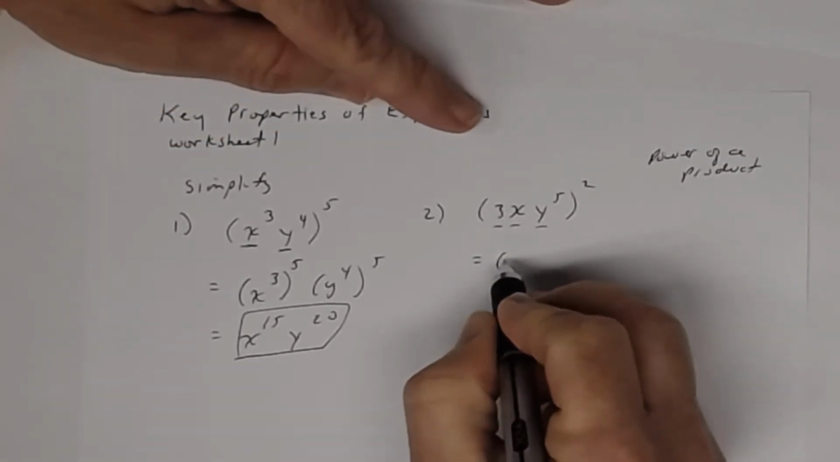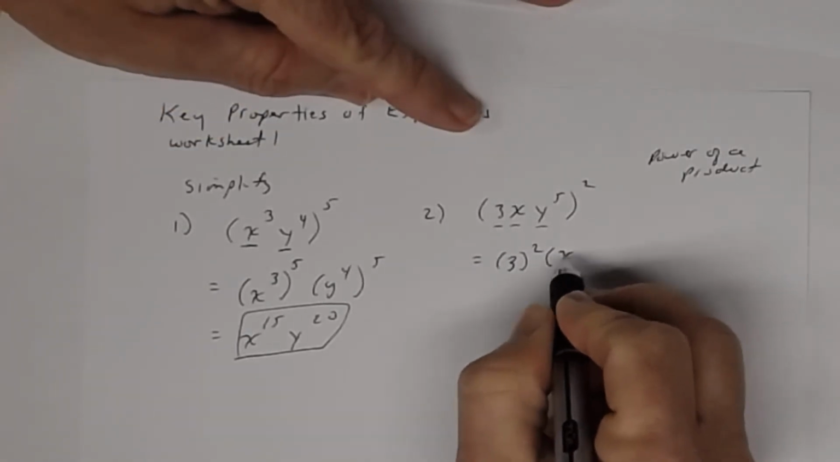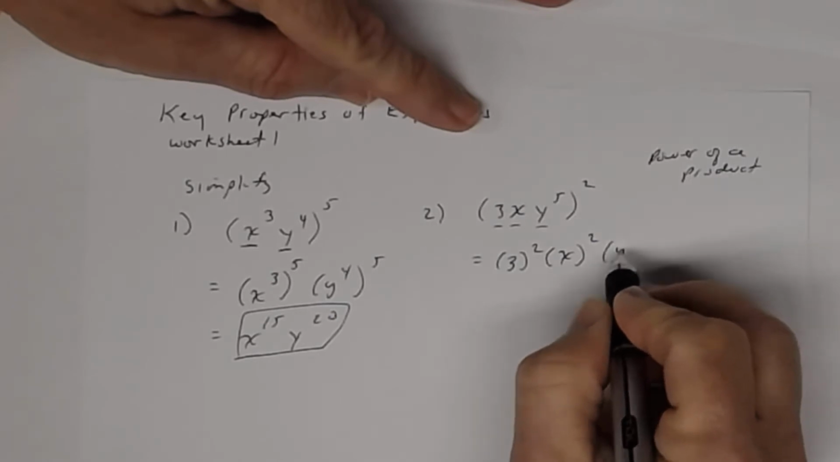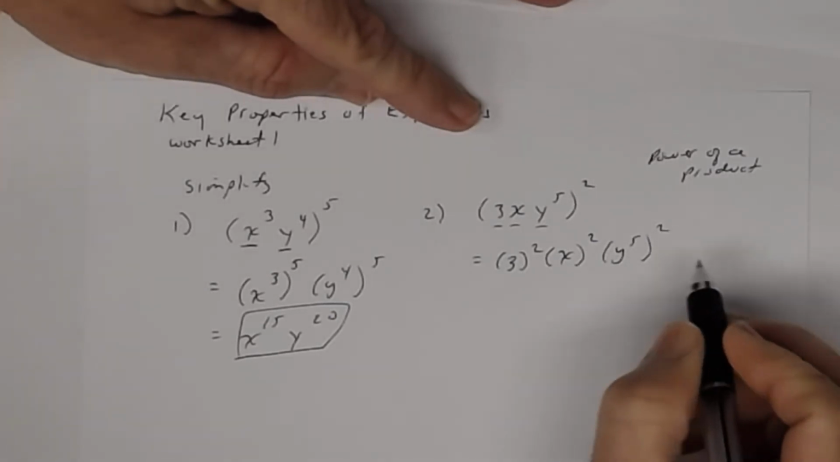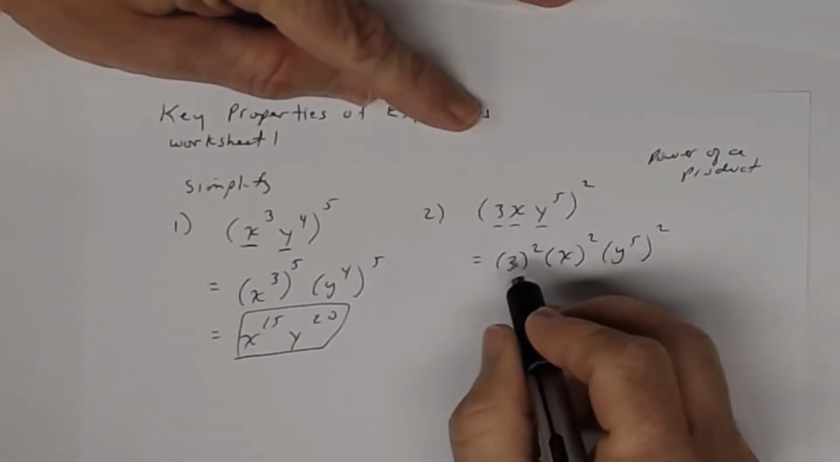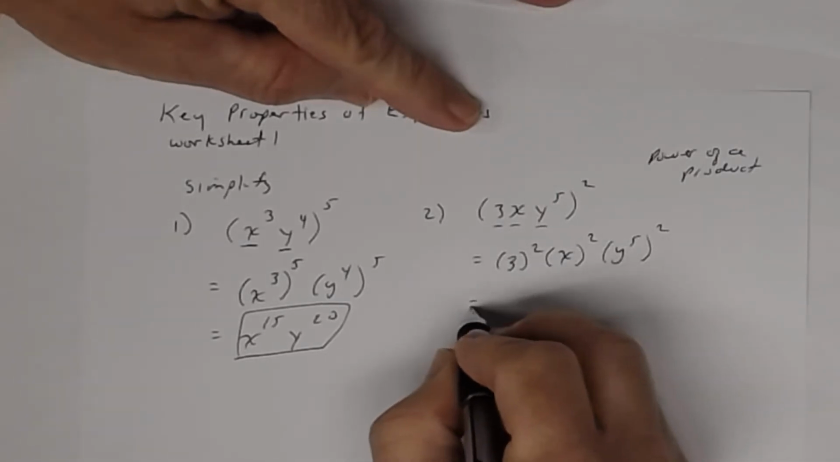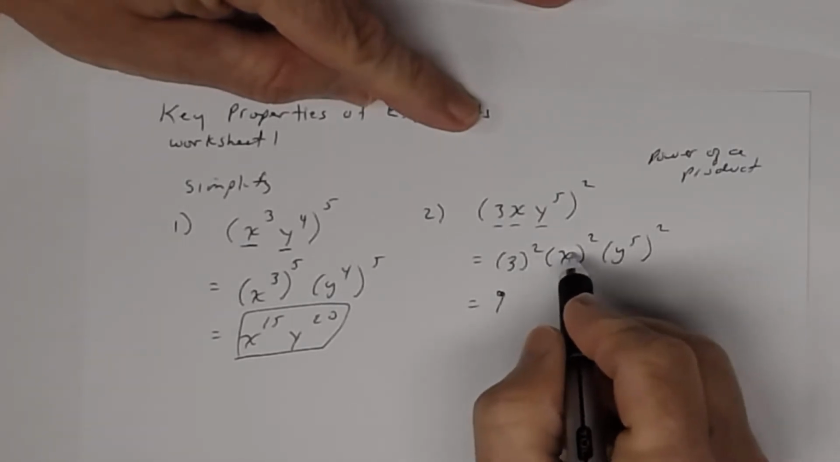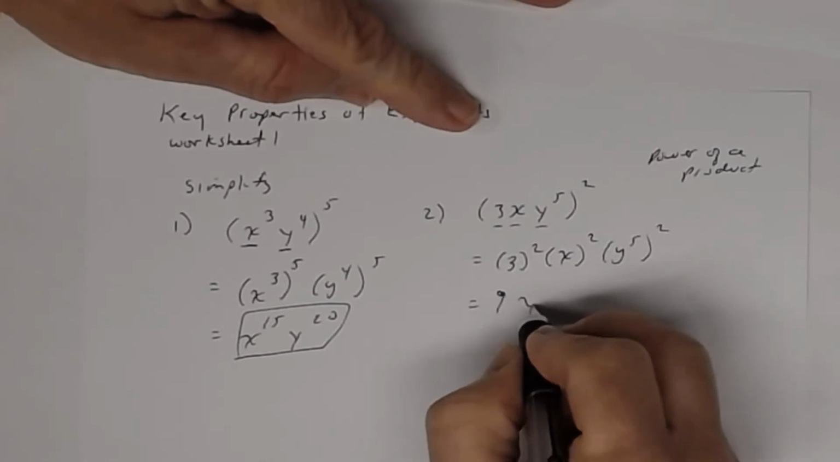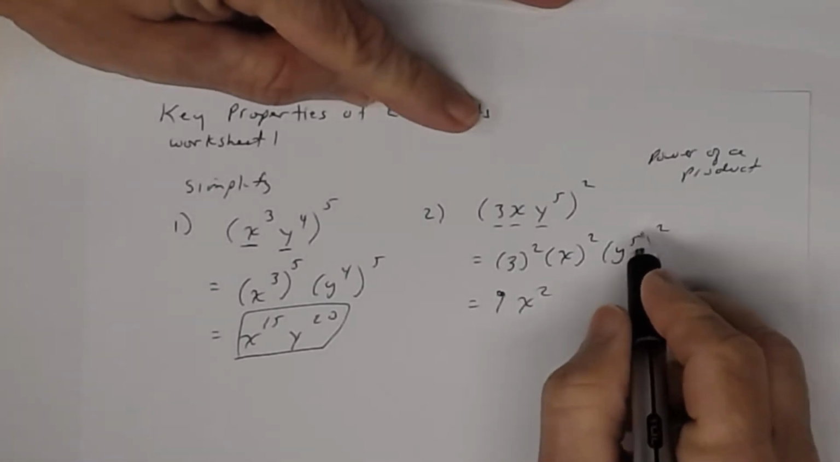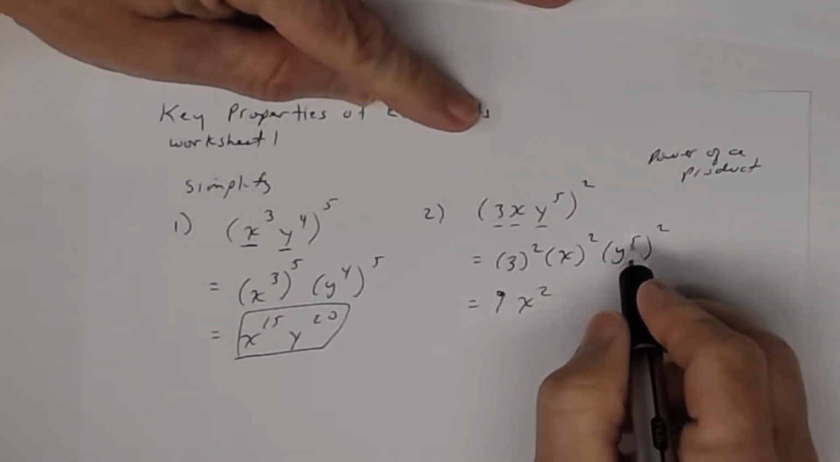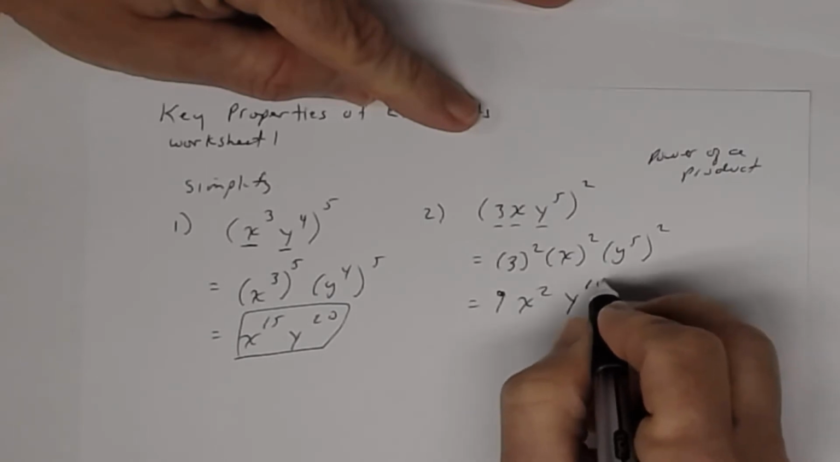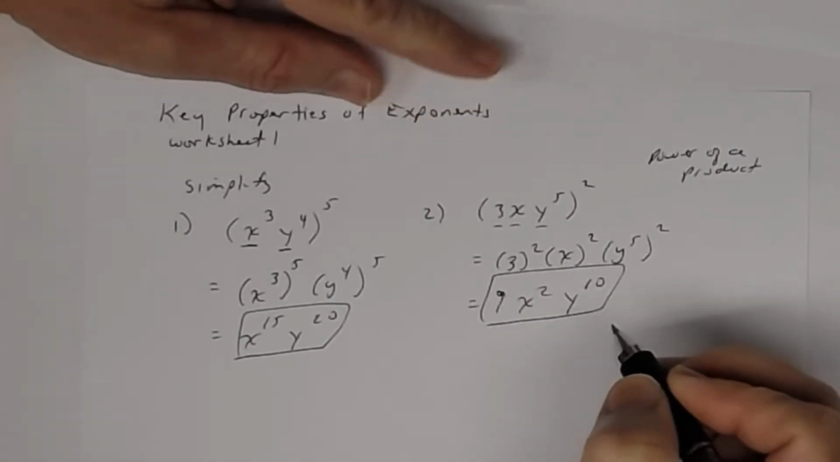So this becomes 3 squared times x in parentheses squared times y to the fifth squared. And then here, I know that 3 squared means 3 times 3, so that's 9. And x squared means x times x, so that's x squared. And over here, I'm going to use the power rule. So y to the fifth, squared, is 5 times 2, which is 10, so that's y to the 10th. So that's the answer to number 2.